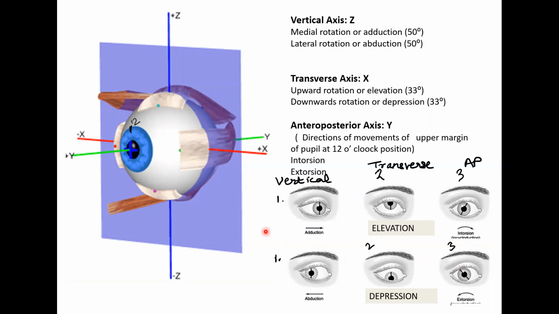So these are the three sets of movements possible along the three axes. First is the vertical axis: along the vertical axis, adduction and abduction. Along the transverse axis, elevation and depression. And along the antero-posterior axis, intorsion and extorsion. Only the third set of movements is described in terms of the movement of the upper margin of the pupil from 12 o'clock position. The muscles responsible for these three sets of movements are the recti and the oblique muscles.